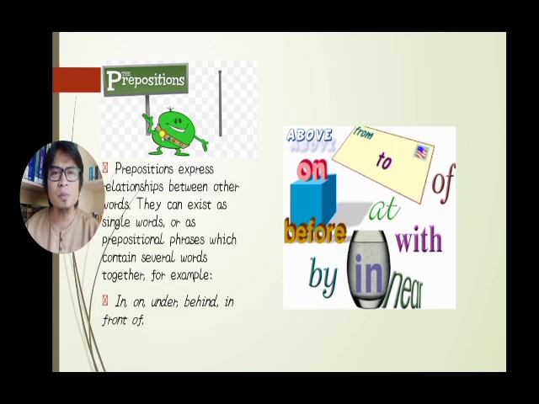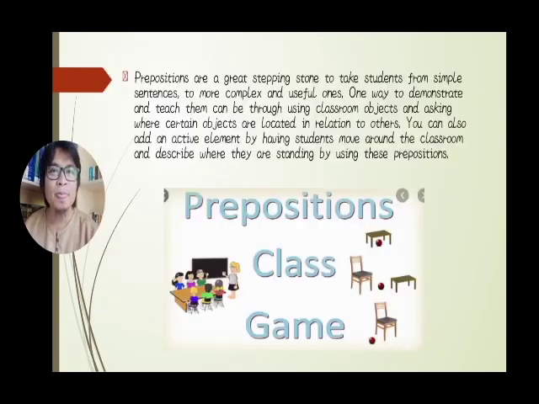Prepositions. Prepositions express relationships between other words. They can exist as single words or as prepositional phrases which contain several words together. For example, in, on, under, behind, in front of. So there, it tells us what specific location of an object. That's the use of preposition. Here, on, before, by, and so on and so forth.